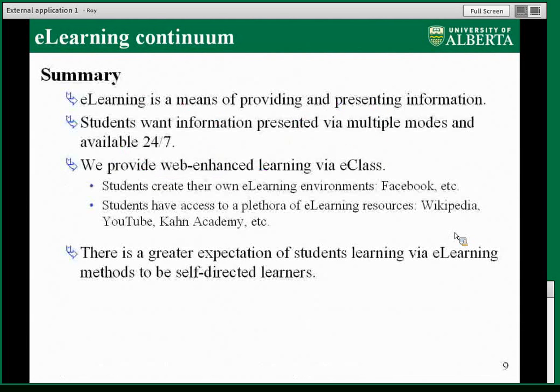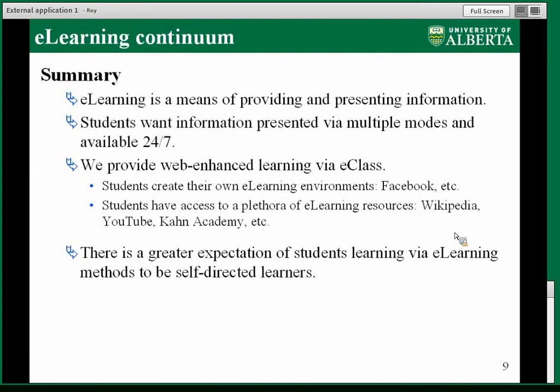So, to summarize, you can read, I can read too, so I'm not going to read them all to you. I do want to focus on the third point though.